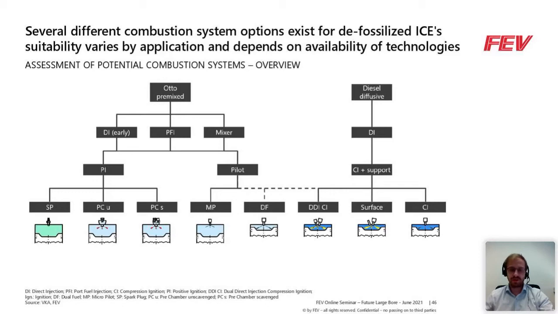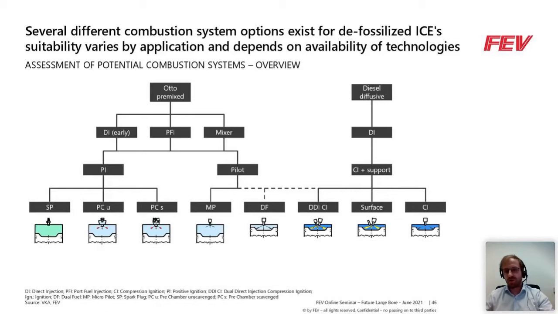We can use a central mixer, port fuel injection, or an early direct injection. In case of hydrogen, this would be injection after intake valve closed to maximize the filling, for example. Then we have also different options for flame initiation: positive ignition, so spark ignition, an unscavenged pre-chamber or a scavenged pre-chamber, and then pilot ignition with a micropilot concept. On the diffusive side, however, direct injection and also compression ignition is mandatory.